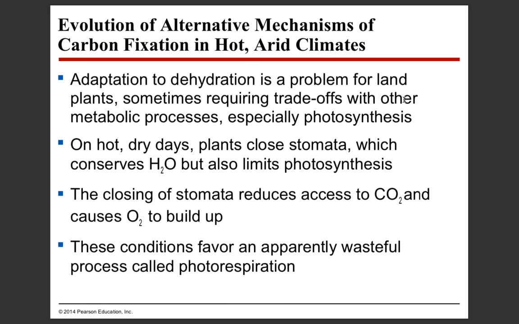Okay. This is talking about the evolution of the overall process, like why it happens the way that it does. So: evolution of alternative mechanisms of carbon fixation in hot and arid climates. Other types of plants, like cacti in hot arid climates, are going to do this whole process pretty similarly, but with minor differences. Adaptation to dehydration is a problem for land plants, sometimes requiring trade-offs with other metabolic processes, especially photosynthesis. On hot, dry days, plants close their stomata. Remember that stomata are the little pores on the underside of the leaves that are used for gas exchange, to allow the carbon dioxide in and the oxygen out. Closing them conserves water, but it also limits photosynthesis, right?